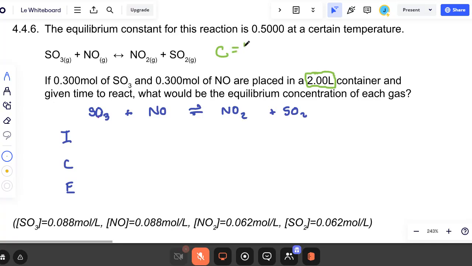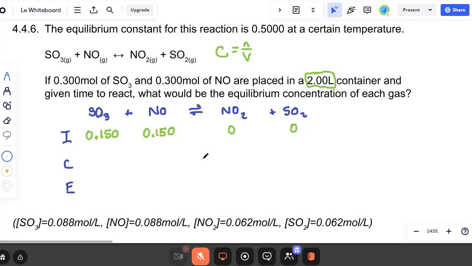concentration is N over V. So the number of moles, which they gave us, divided by the volume, which is 2 liters. So for SO3, we get 0.300 divided by 2 is 0.150. Exact same thing for nitrogen monoxide. And as usual, they didn't mention NO2 or SO2, so their concentrations are 0.